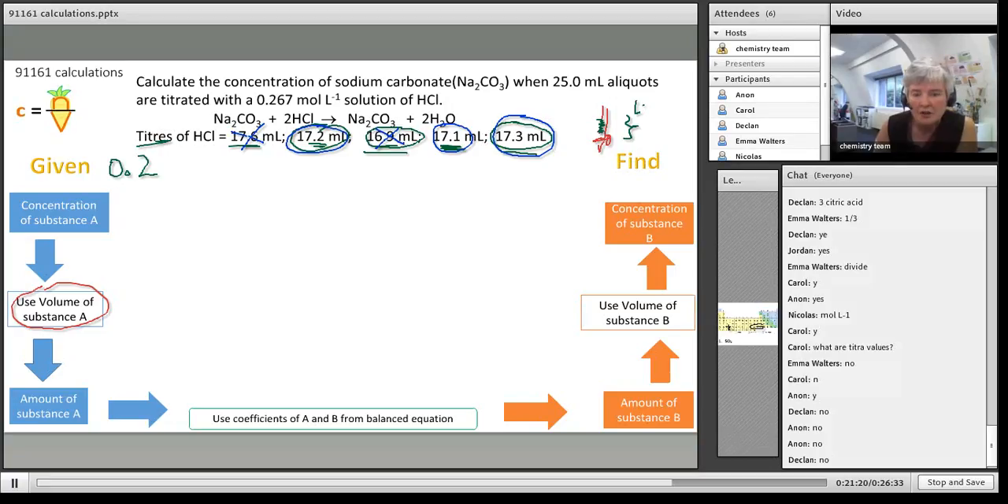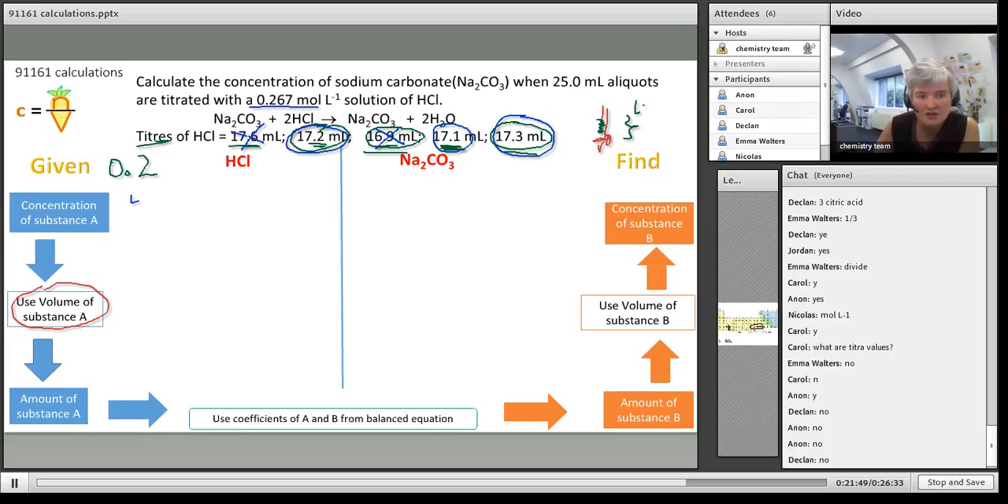Okay, so we've now chosen our titer values, and we're going to assume that they were all accurate. So now we're going to have to do our calculation like what we did before. My substance A is HCl because I know most about that. I know the volume, and I know the concentration.